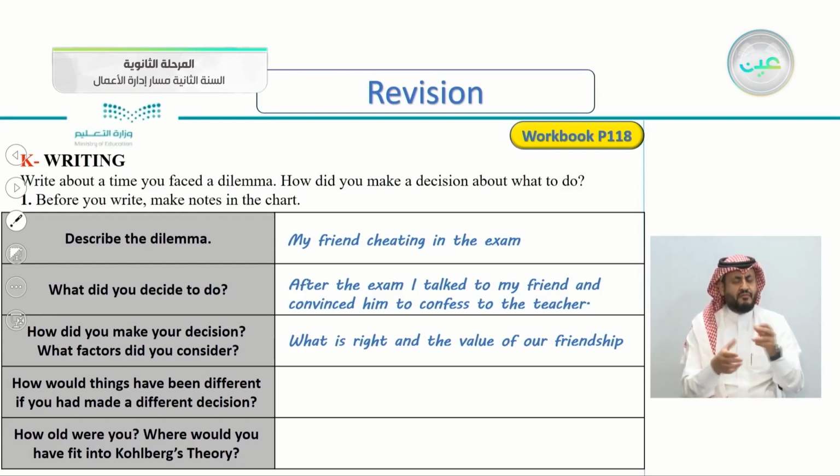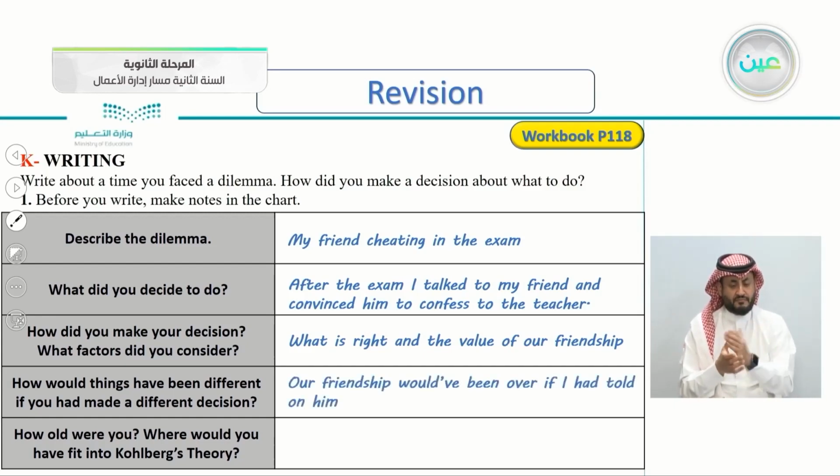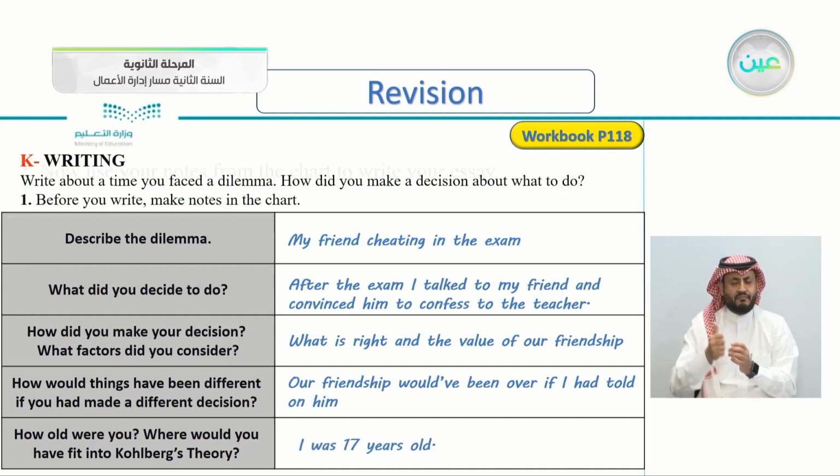How would things have been different if you had made a different decision? How old were you? And so on. Our friendship would have been over if I had told on him. So if I had made a different decision to blow the whistle on him, I think that our friendship would have been over. And how old were you? I was 17 years old.